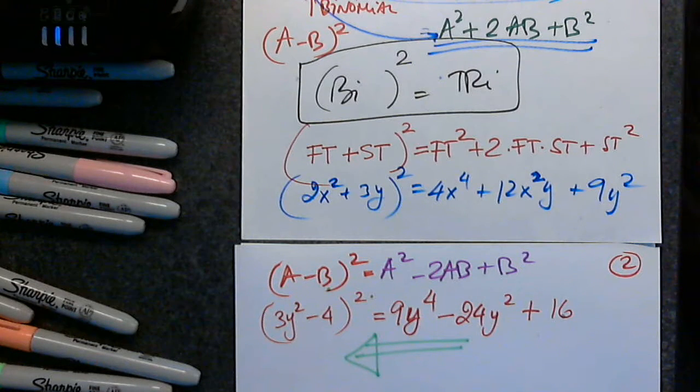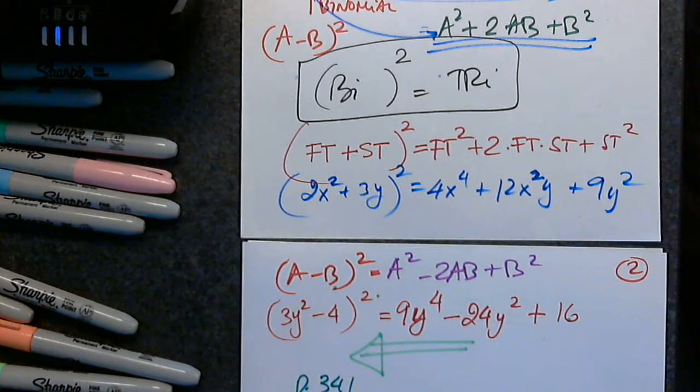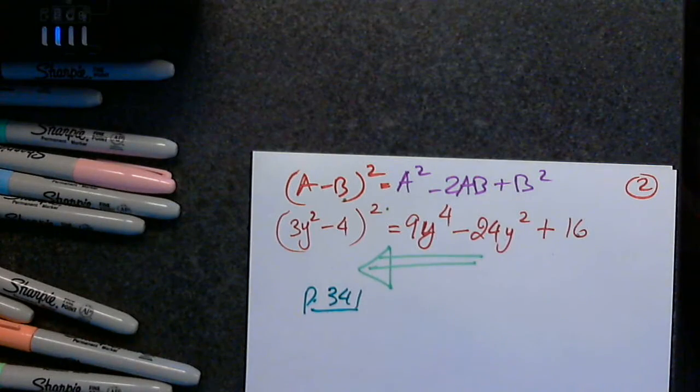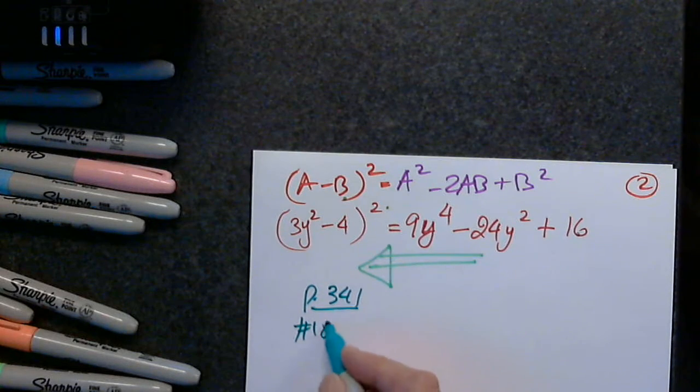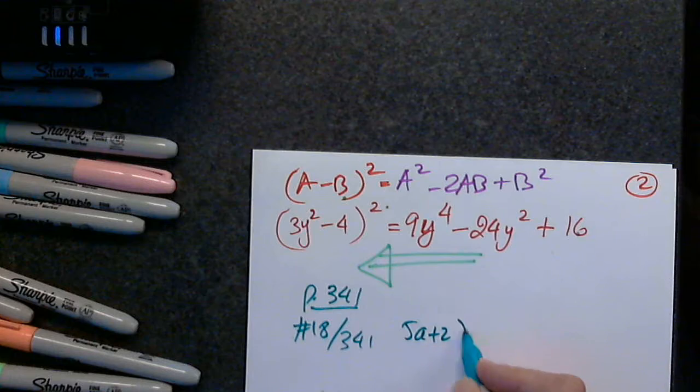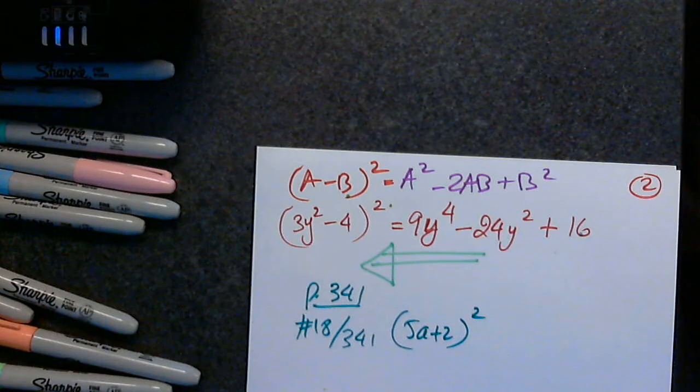Okay, on page 341. These are not the only 2 special products. I need another one, but I want to practice this. There's a third one. So let's say problem 18 on 341. 5a plus 2, everything squared.